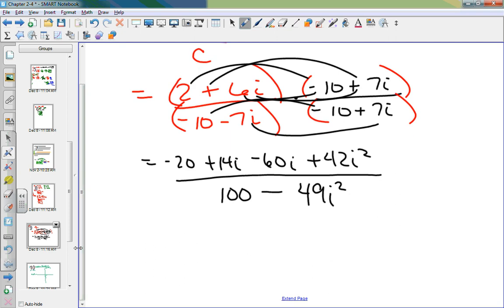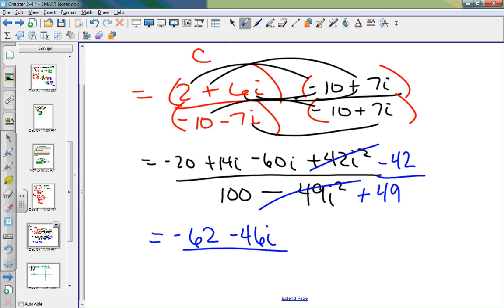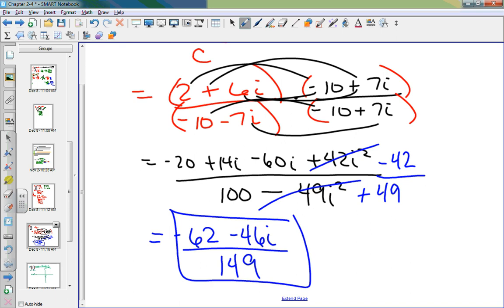So now, what is 42i squared going to turn into? That's going to be minus 42. And what's minus 49i squared going to turn into? Plus 49. Why? Because what does i squared turn into? A negative 1. So now combine like terms. What's negative 20 minus 42? Negative 62. What's 14i minus 60i? Minus 46i. And what is 100 plus 49? Done.